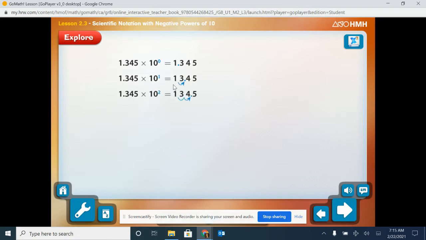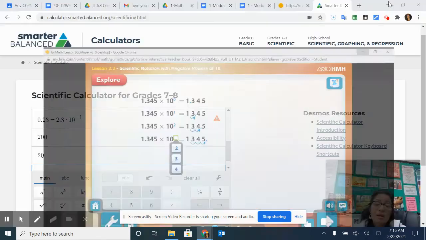When the sign of the exponent is positive, we move the decimal point to the right. The exponent tells us the number of places to move. Now, find the missing exponent. I don't like to give you rules. Remember that you can always use the calculator, but when you use the calculator, I want you to think about what is happening, okay? I'm going to show you the calculator with 1.345 times 10 to the 0 power.